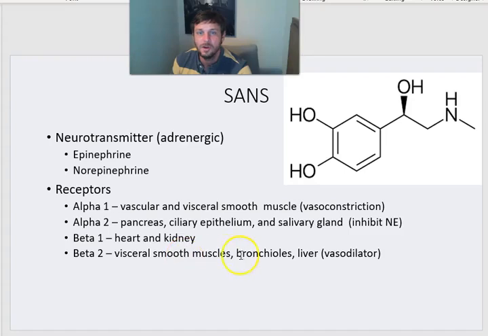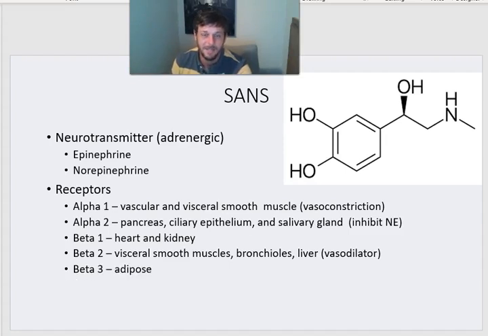Your beta-2s, we're also going to find these on visceral smooth muscles. You're going to find them with your bronchioles, with your liver. What these do is dilation, and so vasodilation, you're going to get opening up. It helps to open up the bronchioles when stimulated so you can get more air into the lungs. It can do vasodilation going out to your muscles or to your skin if you need to give off heat or get more blood to your muscles. You'll be using beta-2s.